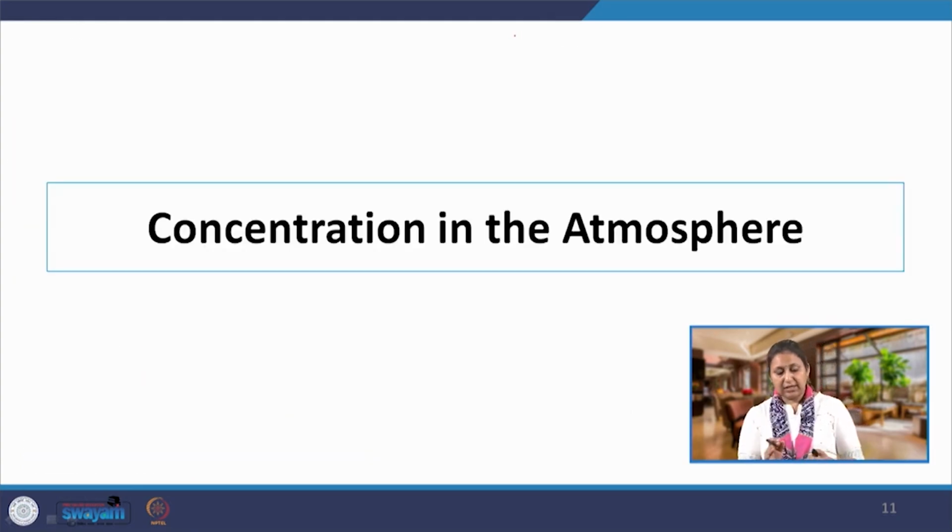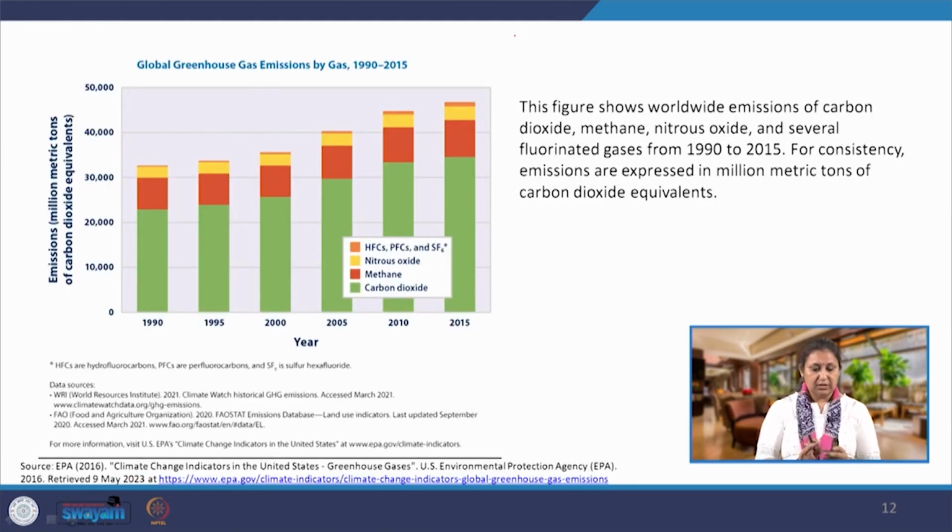Now, if we look at the concentrations in the atmosphere from 1990 to 2015, if you look at this graph, you will see that the concentrations have only been increasing. Proportionally, the individual concentrations of carbon dioxide, methane, nitrous oxide and the fluoride gases have all remained pretty much constant if we compare with the overall number, but their absolute values have been increasing.